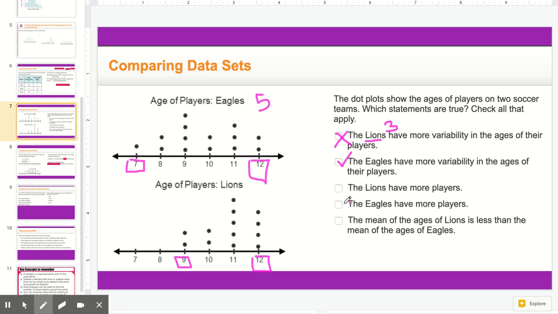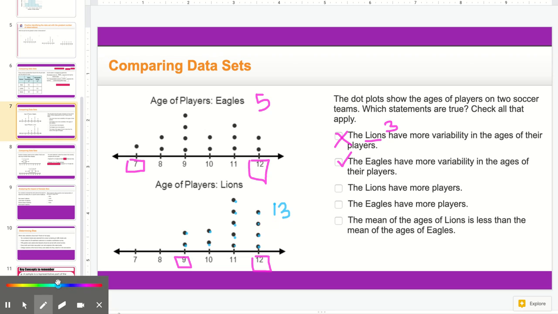Okay, and then we can look at whether the Lions have more players. So how can we figure out how many players the Lions team has? Great, you would count the dots. Okay, so you have 1, 2, 3, 4, 5, 6, 7, 8, 9, 10, 11, 12, 13. So we have 13 players here. And since it has that word more, we're comparing.